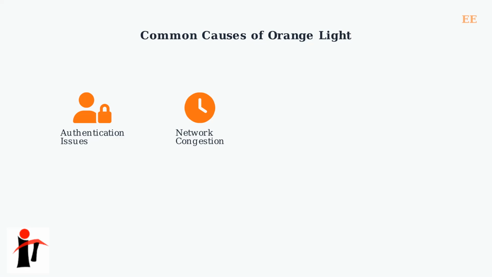Authentication issues occur when there are problems verifying your account with EE's servers. Network congestion happens during peak usage hours when many users are online simultaneously. Automatic firmware updates can temporarily interrupt your connection while the router installs new software. Additionally, EE's ongoing network infrastructure upgrades and maintenance can cause temporary connectivity issues.